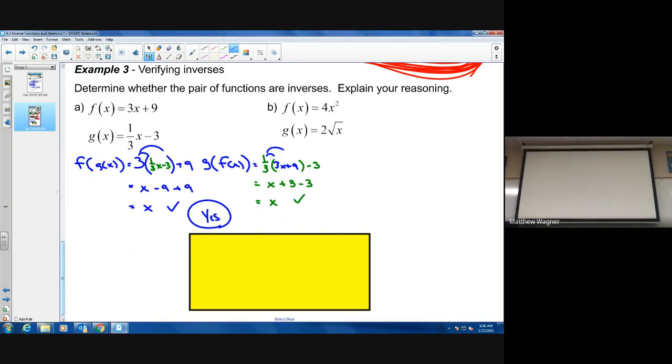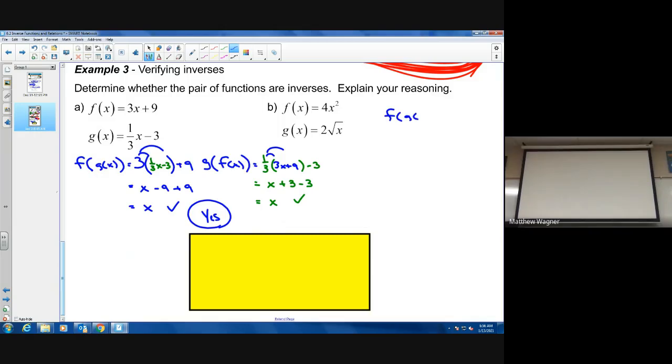Again, you have to do compositions. Do not switch the x and y to show me one equals the other. And I'm not kidding about this. On your quiz, if you just switch the x and the y and show me they're equal, you're not getting points on the problem. To verify inverses, you must use function compositions.